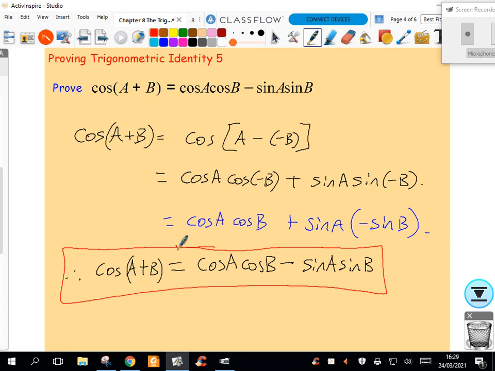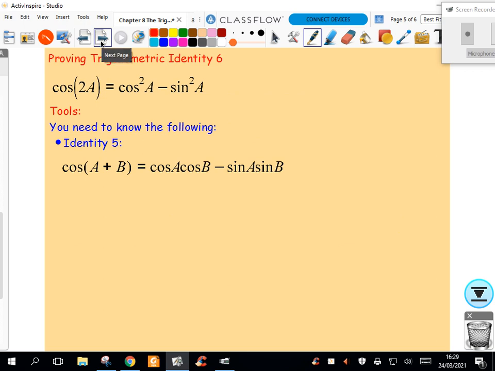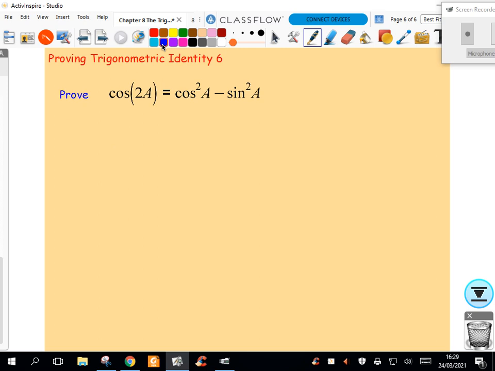And we can use identity number 5 then to prove identity number 6. Identity number 6 says that cosine of 2A, this is a double angle formula, is equal to cosine squared A minus sine squared A. In order to prove that identity, we need to know identity 5. And this is really straightforward. So to prove this, I'm going to take this cosine of 2A and I'm going to rewrite it as cosine of the sum of two angles, A plus A.